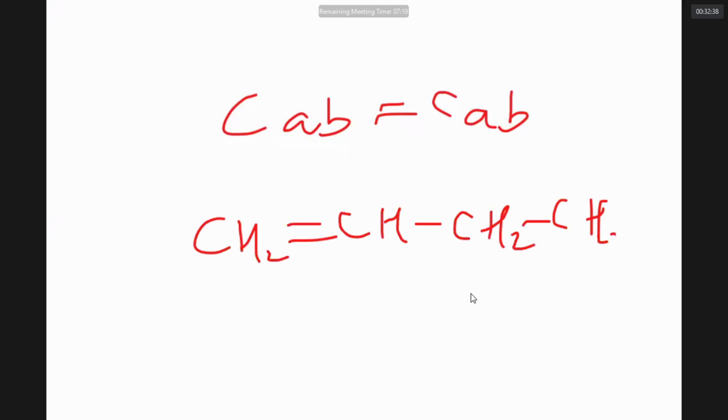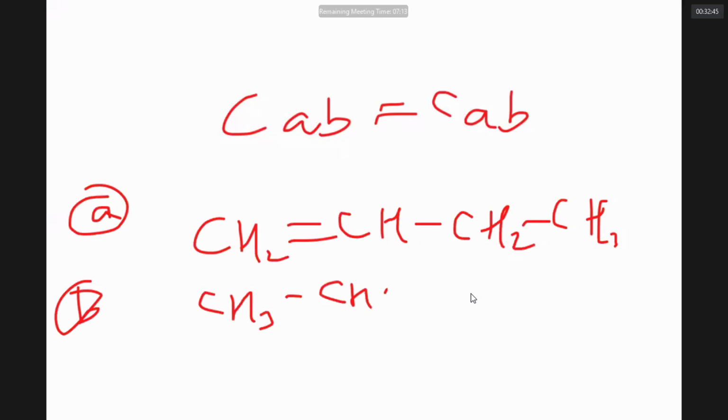Can this show geometrical isomerism? Which of these can show geometrical isomerism?